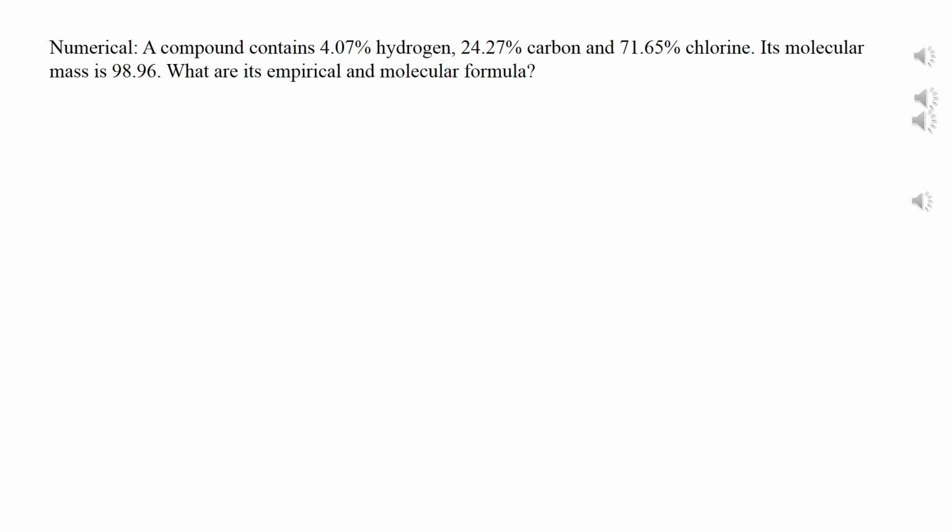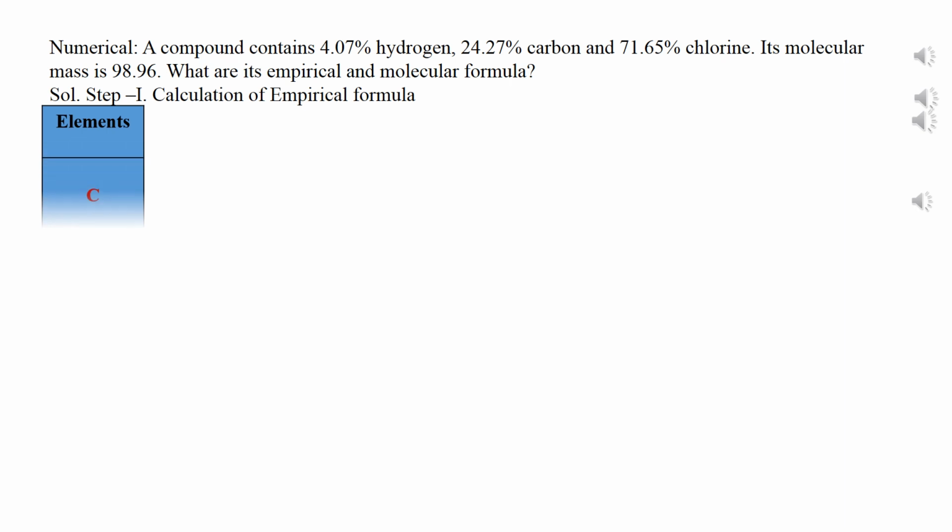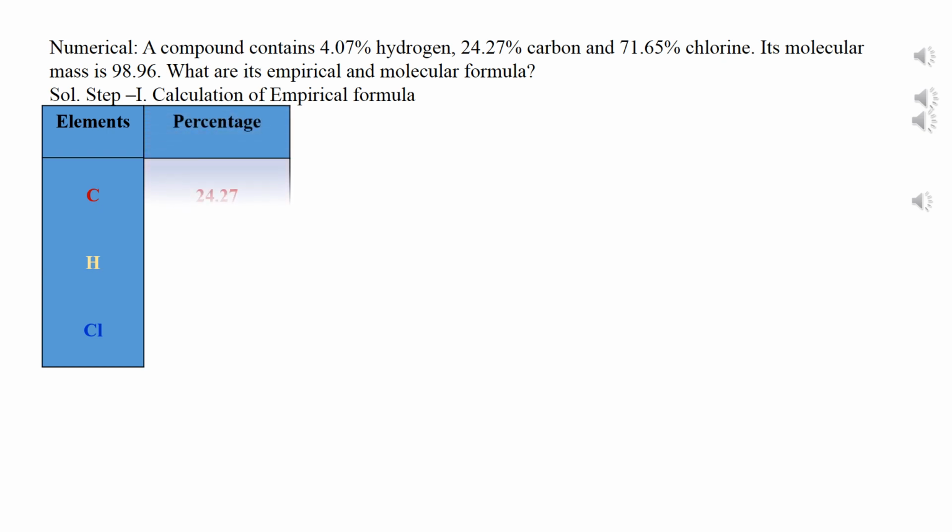So in this numerical, first we have to find out the empirical formula. To find out the empirical formula, first we have to write the elements which are given in the numerical statement. So here in this numerical, the elements are carbon, hydrogen and chlorine. Then we have to write the percentage of those elements.